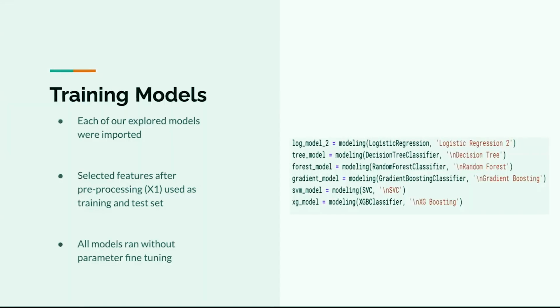Now, in order to train all of these models, they had to be imported into our Python, which you can see on the right-hand side. We used a training and a testing set composed of all of our selected features and post pre-processing. All of these models were run without parameter fine-tuning, which would be done later, and we are expecting them to give us an accuracy score as well as an AUC score, which we will be using to compare.